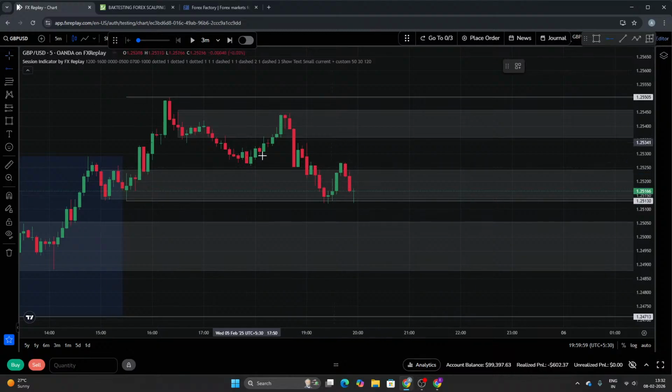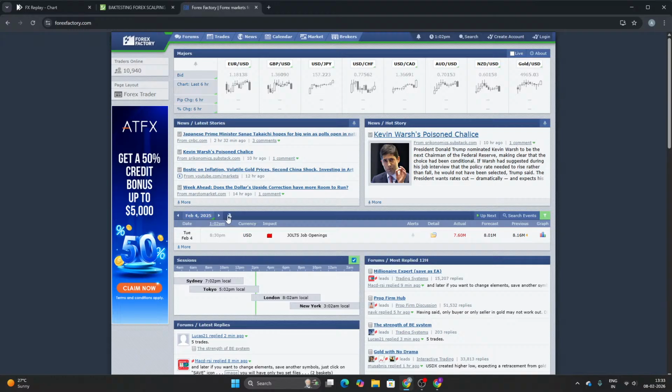If the market breaks this high or closes above this point, then it is a true market structure shift for me. Now, for now, I will look if there are any news or not.